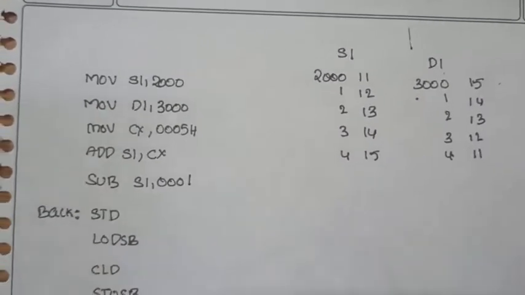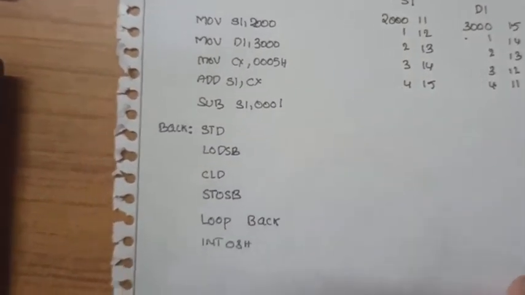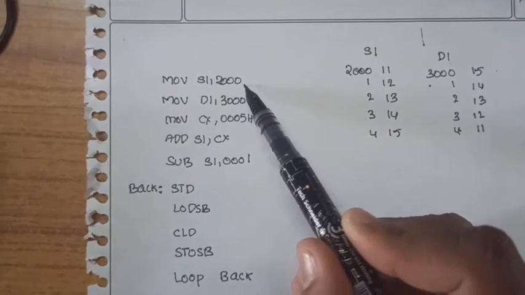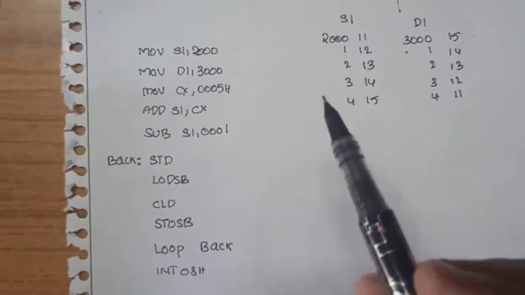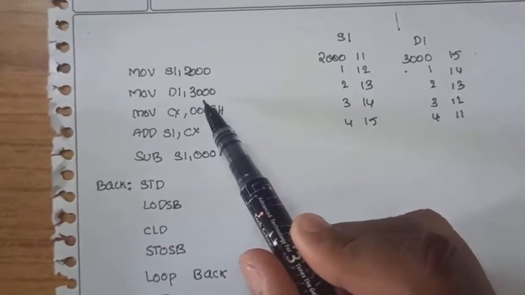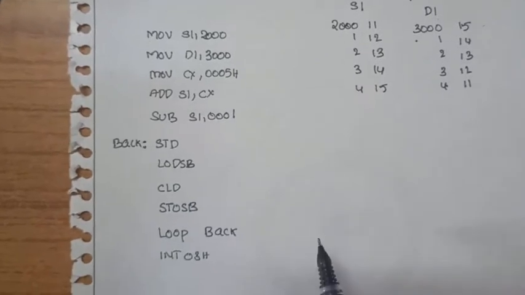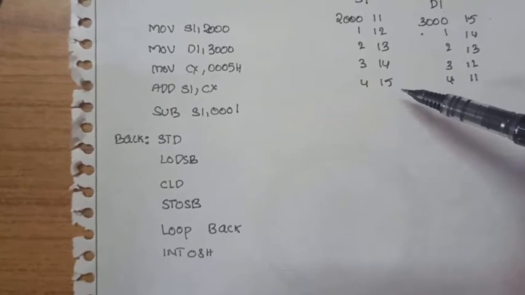So how does this work, and what are the instructions required related to strings? See here. Initially I have selected a memory location for the input data: SI equal to 2000. And where this data is to be transferred in reverse direction is specified with DI. So DI equal to 3000, I have taken. From the 3000 location onwards I want this data. Now I have taken a count of 5, which represents 5 bytes of data.